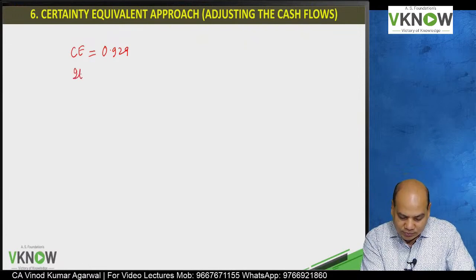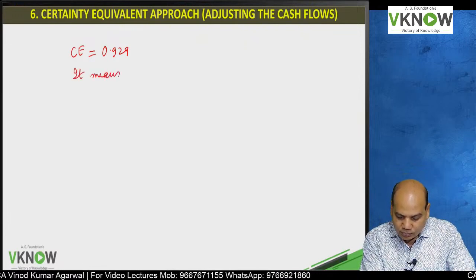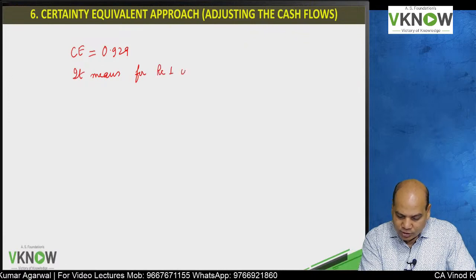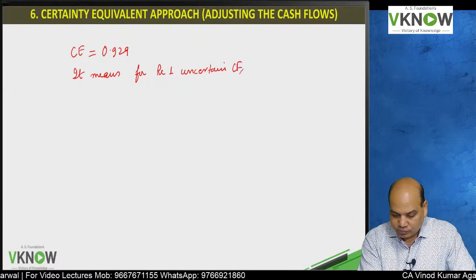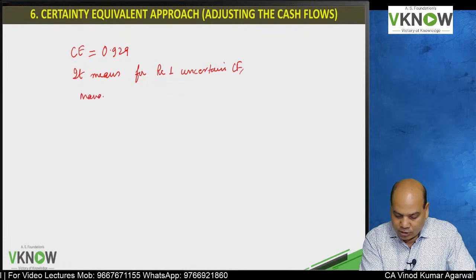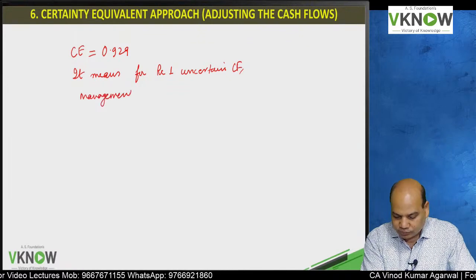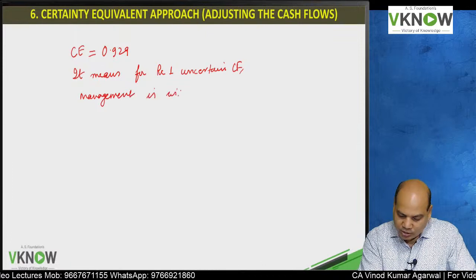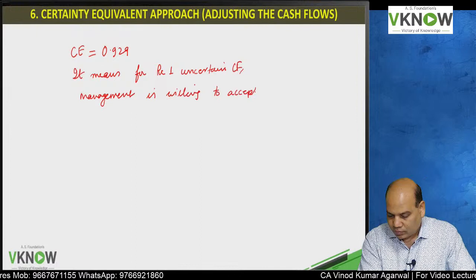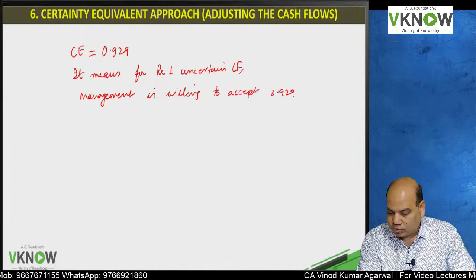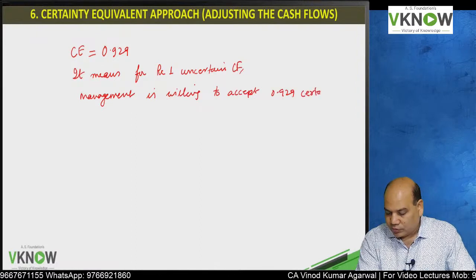It means for rupee 1 of uncertain cash flow, management is willing to accept 0.929 certain cash flow.